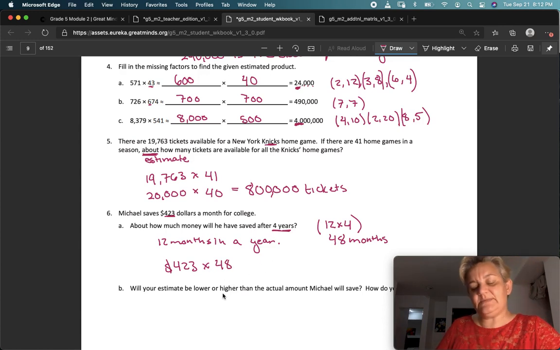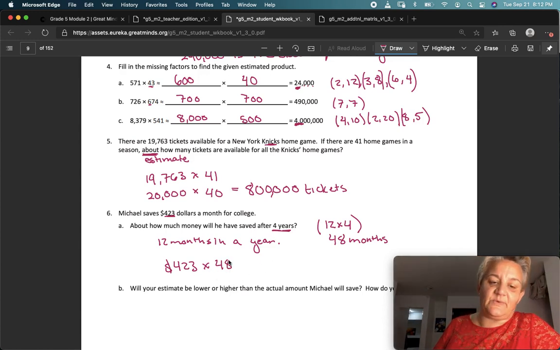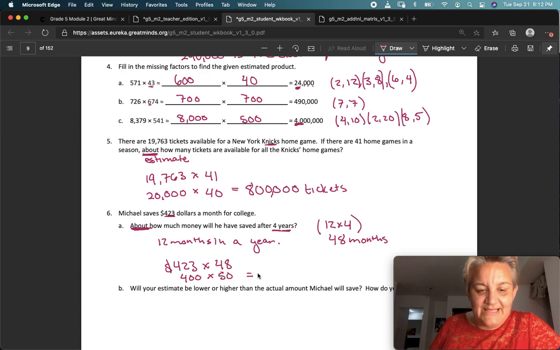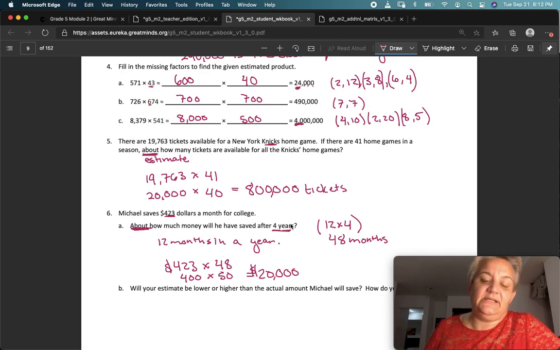But you know, there's some months where he goes out to dinner, and there are other months where he doesn't go anywhere and he saves a little extra. So we're looking for an estimate. It says about. So I'm going to go ahead and round this down to 400, and I'm going to round this up to 50. And my estimate then is going to be 4 times 5 is 20, plus 1, 2, 3 zeros. So my estimate is that after 4 years, he will have $20,000 saved. So if he's going to a state college, he will have saved 4 years for 1 year's worth of college tuition. College is really expensive, you guys.